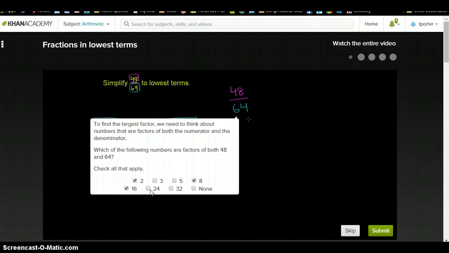Comes in handy to know your facts, doesn't it? No, Gabe says no, and he's right. And I know that 32 can't be, because 2 32s would get me to 64, but it couldn't do 32 into 48 evenly.